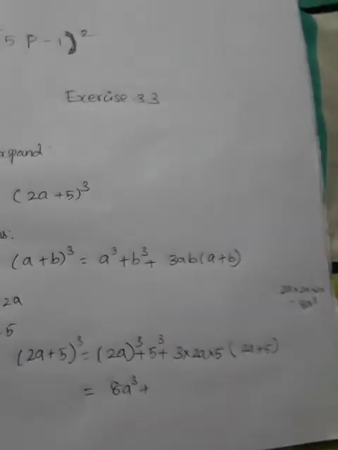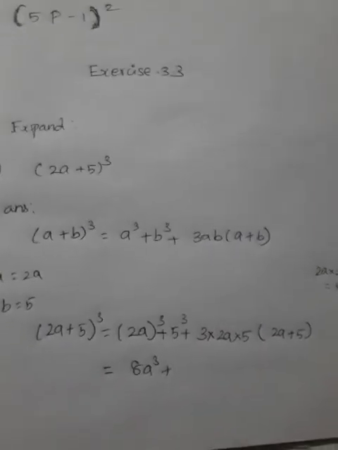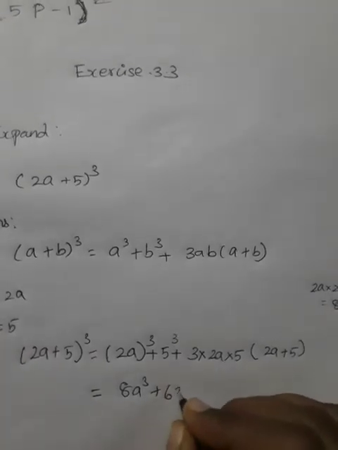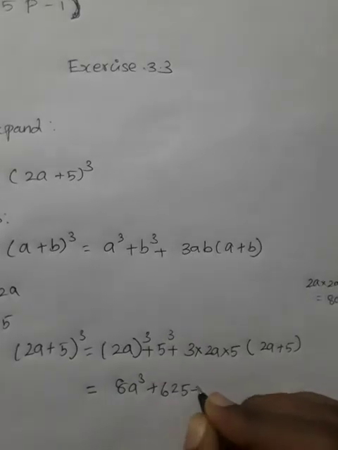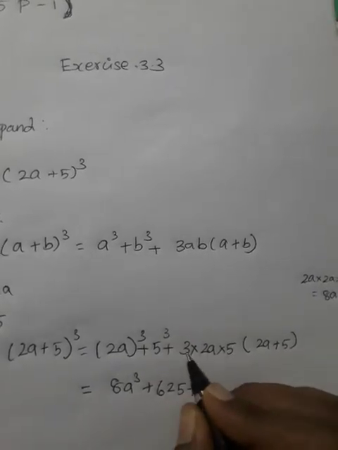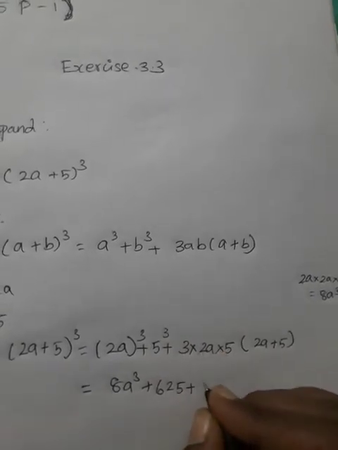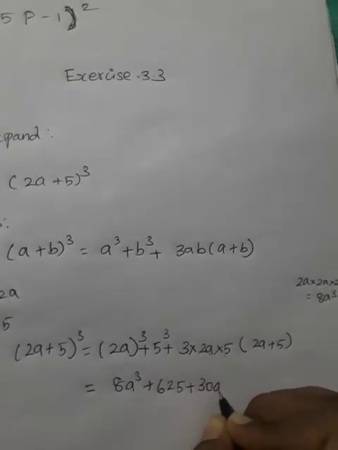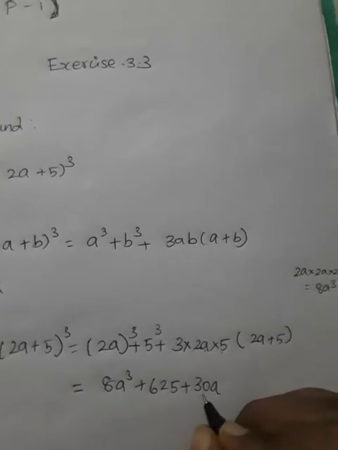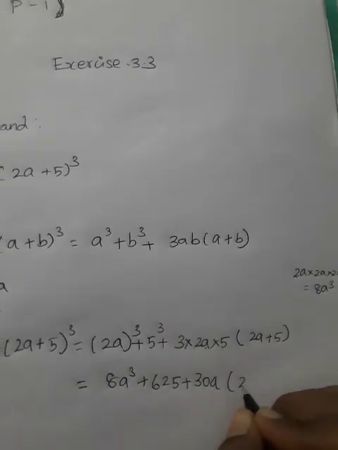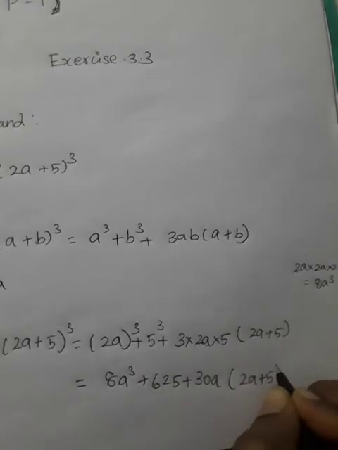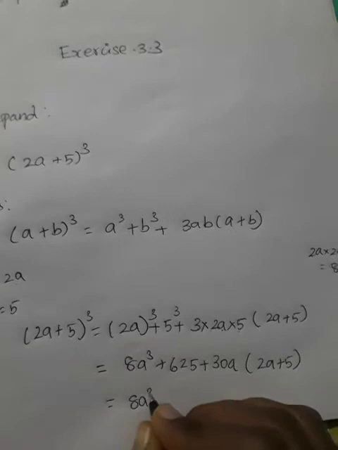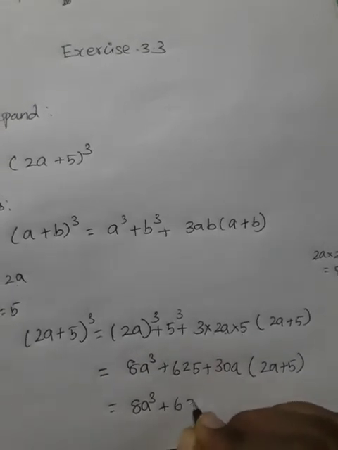After that, 5 cube. What do you mean by 5 cube? 5 into 5 into 5. 5 5s are 25. 25 5s are 125. So 125. After that, multiply all the number terms. 3 2s are 6. 6 5s are 30. A, only one a is there, so write the a directly. So we will get 30a. After that, 2a plus 5. In the next step, you just write the single terms as such.